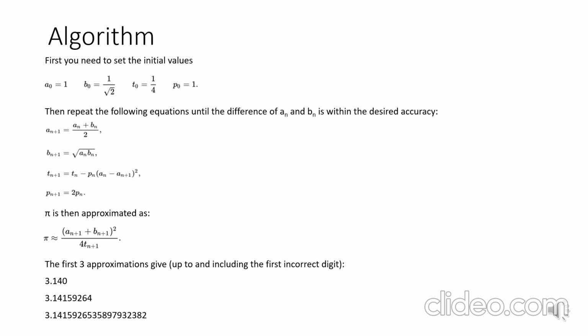These are the equations you need to find the approximation of pi. Pi is then approximated using the equations as pi is approximately equal to a of n plus 1 plus b of n plus 1 all squared all over 4 times t of n plus 1.